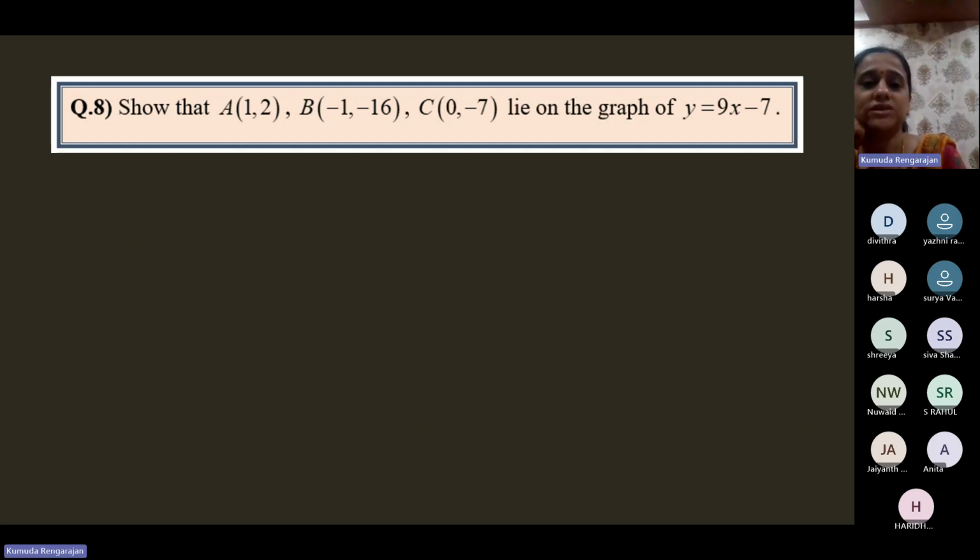Next, show that these points A, B, and C lie on the graph of y is equal to 9x minus 7. And one more thing, children, you should use a graph paper and plot only if you're asked to do that. When we see a question which has points like A, B, and C, it does not mean that we have to plot simply because there's this word graph. There are some points, but all this doesn't mean that we have to use a graph paper and plot the points and answer the question.